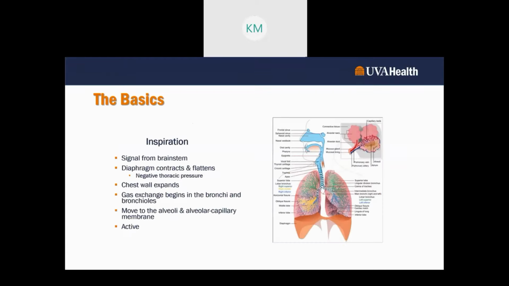So inspiration, we get a signal from our brainstem. Our diaphragm contracts and flattens, which creates negative thoracic pressure. So this is drawing air in. Our chest wall will then expand, and then we will have gas exchange, which begins at the bronchi and the bronchioles, and will go down into our alveoli and our alveolar sacs and all of that good stuff. And you'll get that exchange at the side of the alveoli, the capillary beds there. This is an active process.